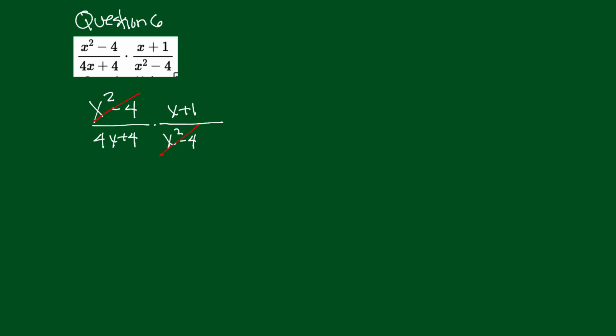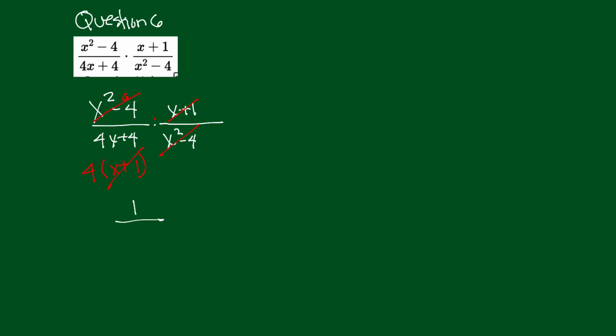And in this denominator down here, I can take a 4 out. So if I remove a 4, what's left is x plus 1. And then I see this x plus 1 will cancel with that x plus 1. So what's left on the top? Well, on the top is just a 1 times a 1. So there's a 1 left on the top.